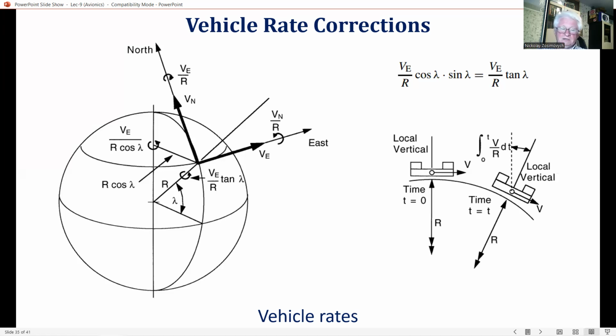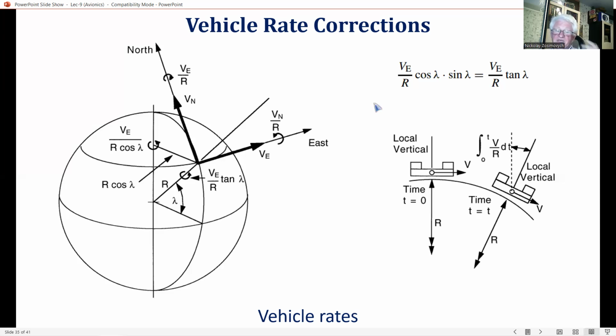So there is also a vehicle rate correction, V_E over R, tangent lambda, about the local vertical or down axis, which must be applied to the virtual platform in order to maintain the north reference, as we can see here in this figure. So, through the latitude angle, we can get this expression.